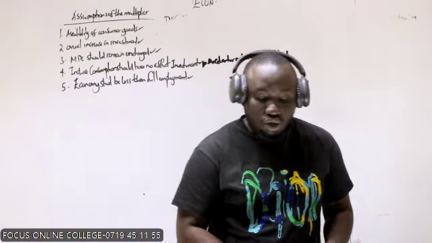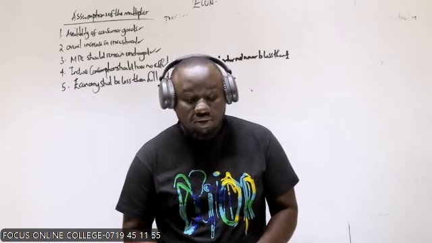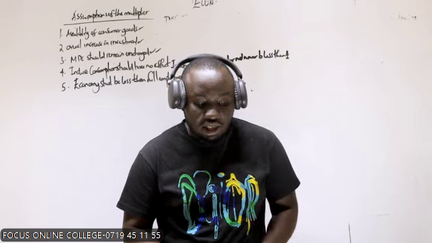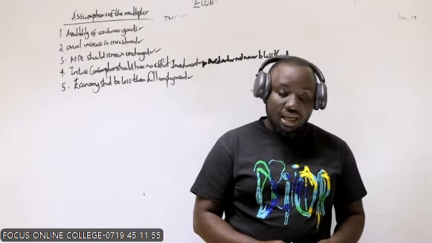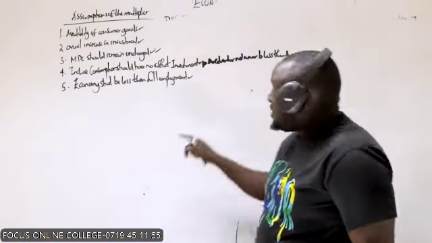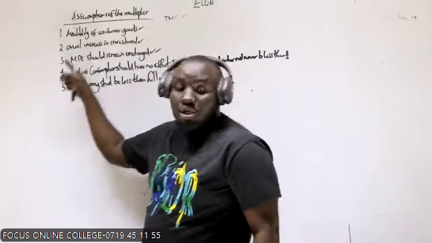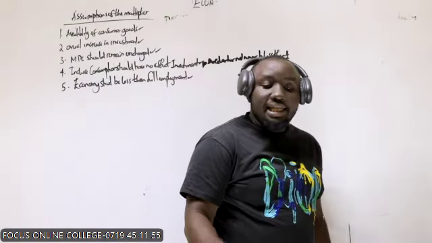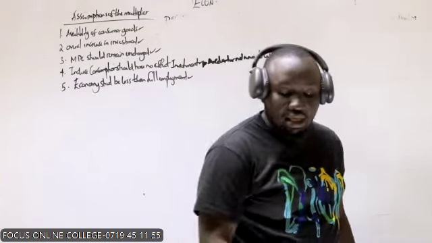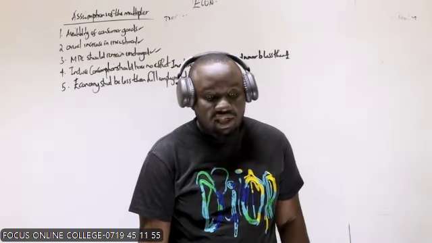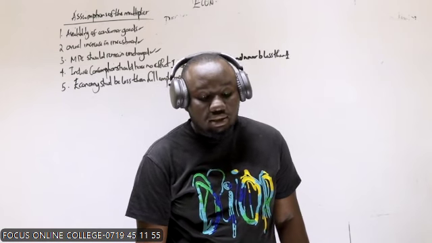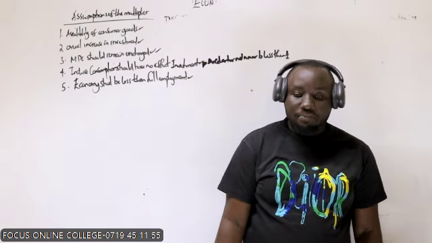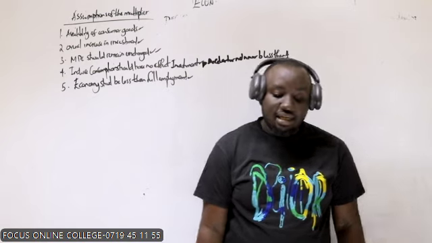The marginal propensity to consume is assumed to remain unchanged. If it fails to remain unchanged, the value of the multiplier will be unstable. The multiplier will definitely be unstable.